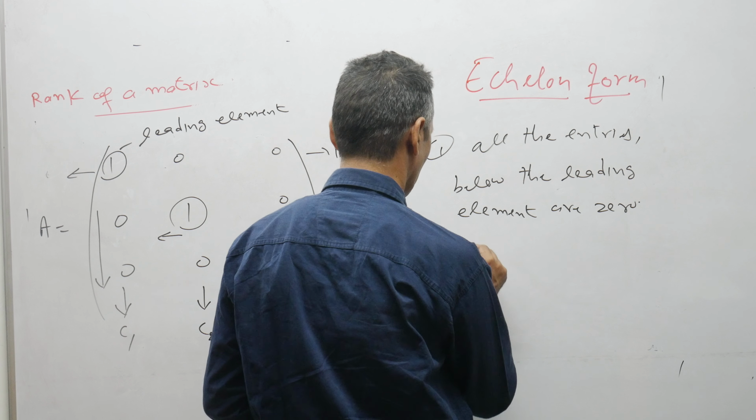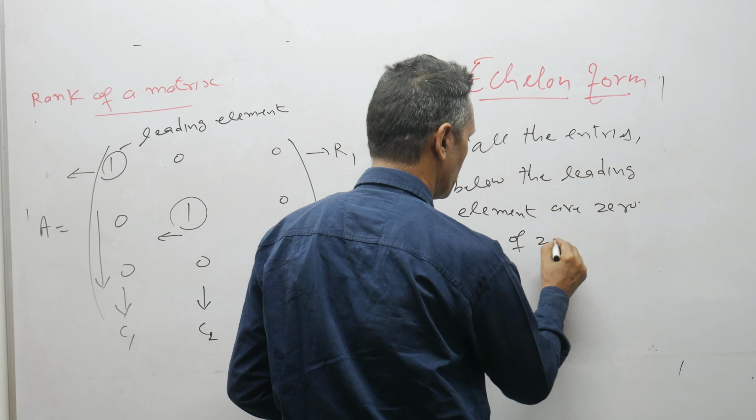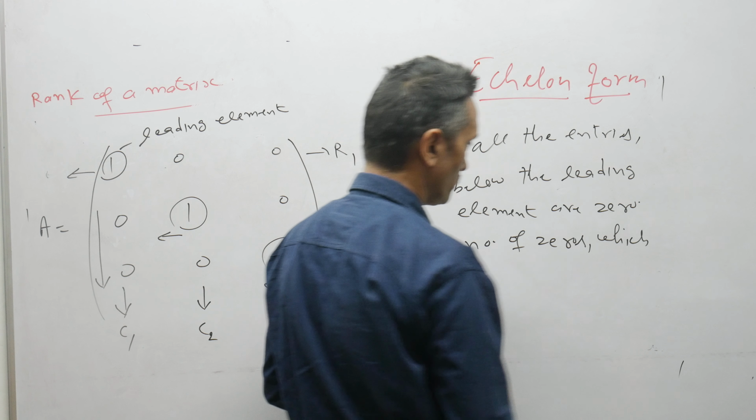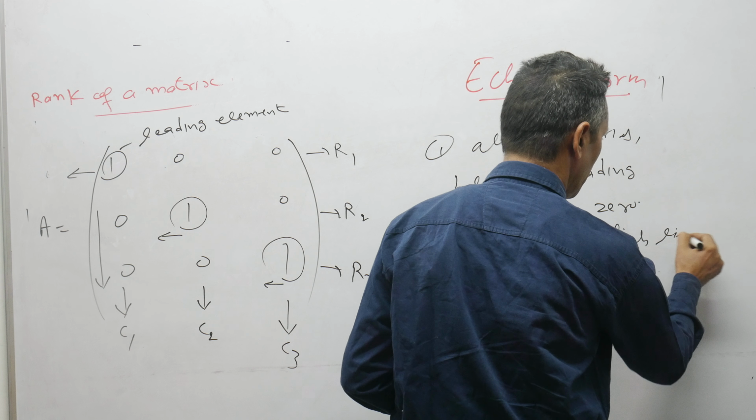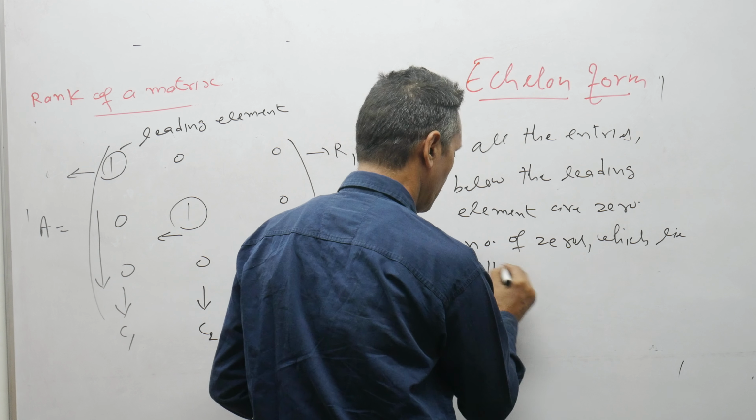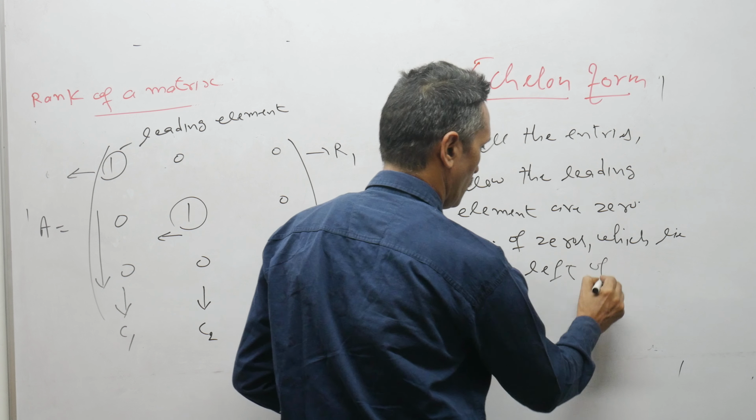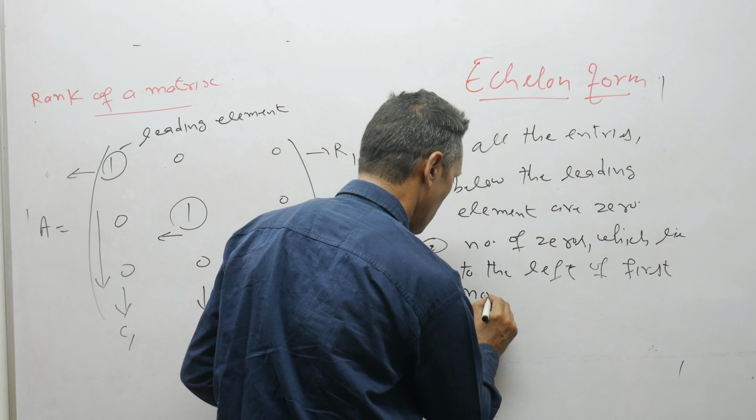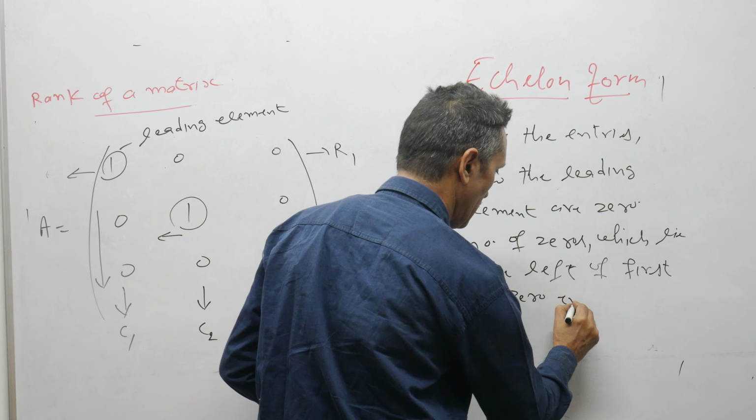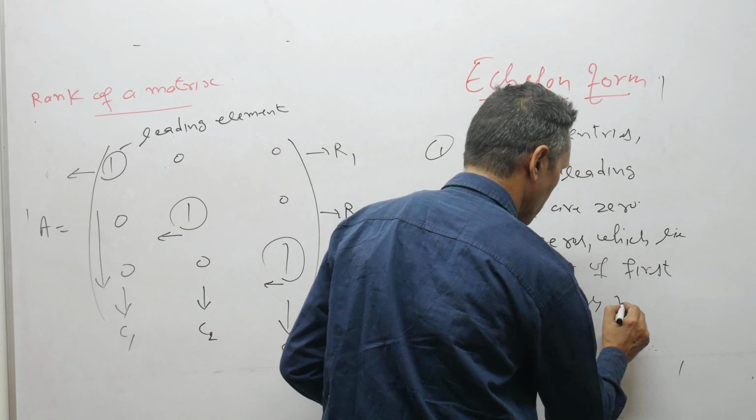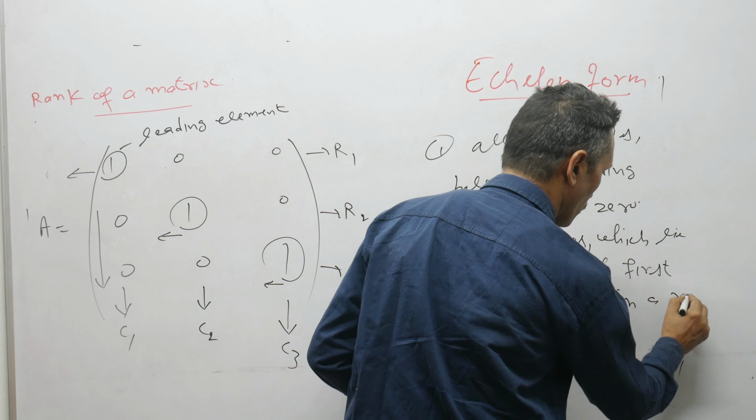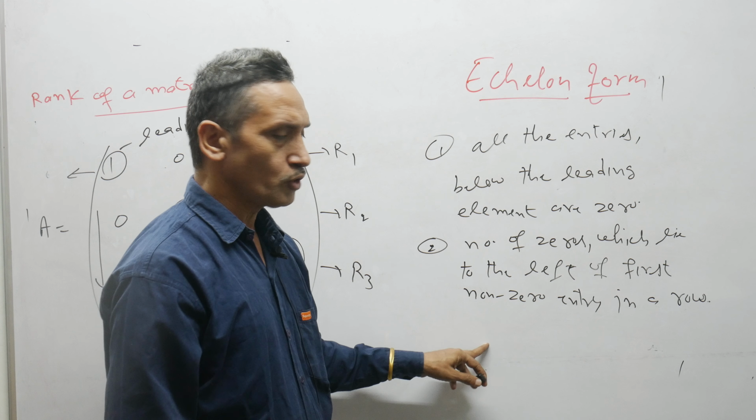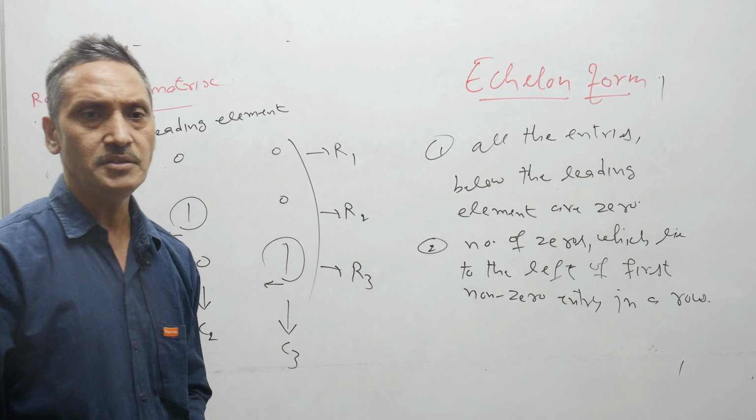I repeat, number of zeros, which zeros? Which lie to the left of first non-zero entry in a row. What I want? These number of zeros should be increased in the next rows.